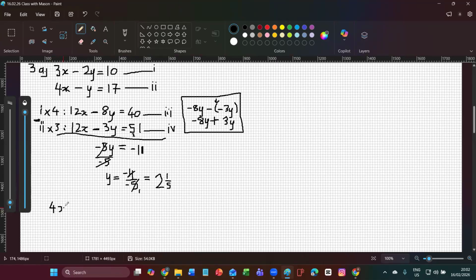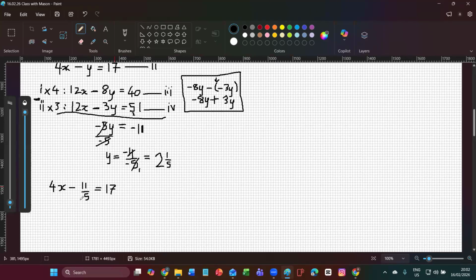And so I have 4x. Remember, it's y that we're substituting for. So 4x minus, now instead of y, I'm free to use either the two point two or the one that's more ready for calculation, which is 11 over 5. I'll take it back to improper fraction, okay? Minus 11 over 5 equals 17, okay? So you're with me up to this point.